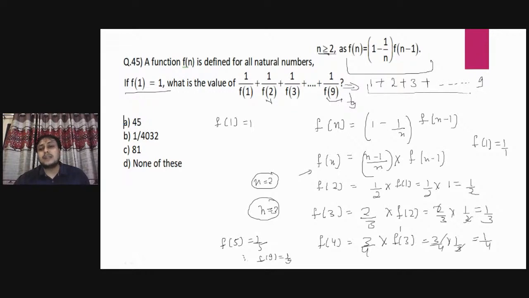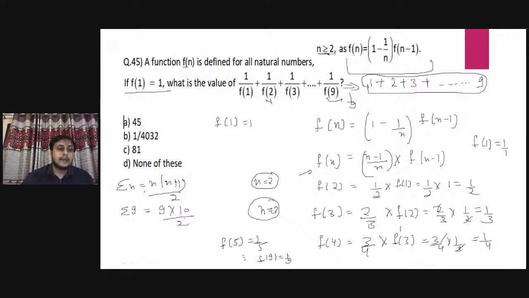So guys, you have to find the sum of these 9 natural numbers, 1 to 9, and we know that the sum of n natural numbers is n into n plus 1 by 2. Here you need the sum of the first 9 natural numbers, right? So it comes out to be 9 into 10 by 2, 5 times 9, 45. Option A is the right choice. 45. Got it, guys? Easy question.